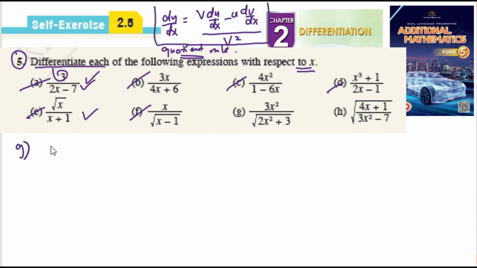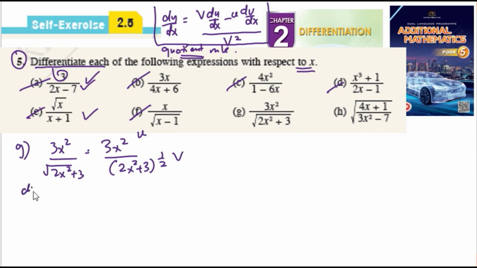So g is 3x squared divided by 2x squared plus 3. I want to find du over dx and dv over dx, so I need to take out the square root. So this one is 3x squared divided by 2x squared plus 3, to the power of 1 over 2. This one is u, this one is v.